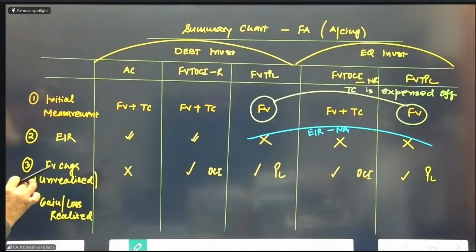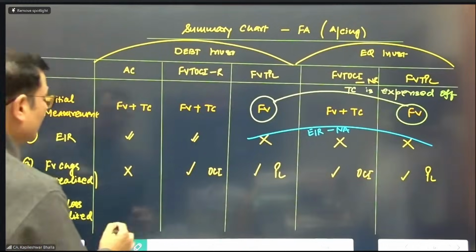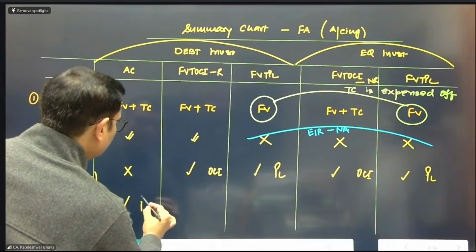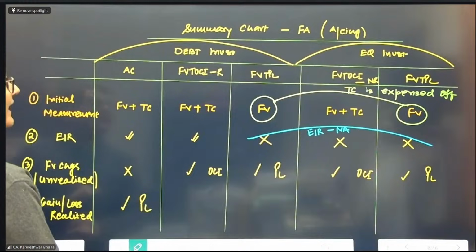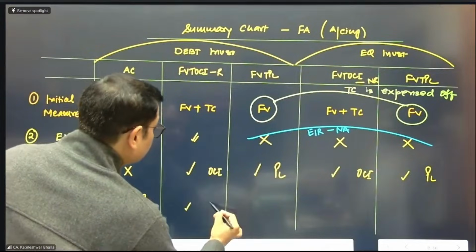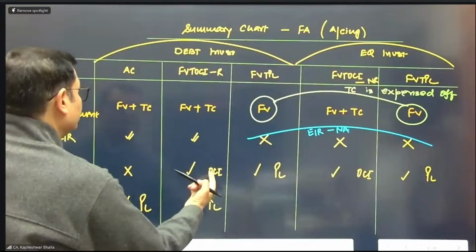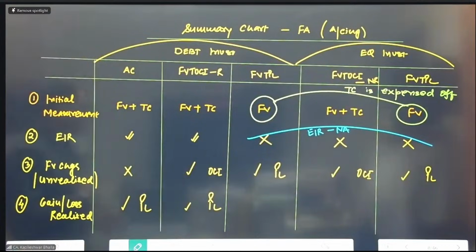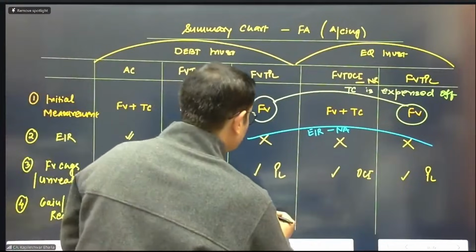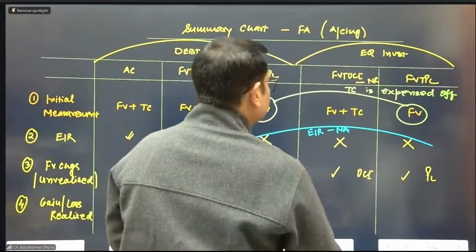Now comes the important thing. Realized gain or loss will go to the profit and loss. And OCI, here again, the realized gain or loss in the P&L. You can see unrealized and realized difference very clearly out here. And FVTPL, this is going to be P&L, of course.